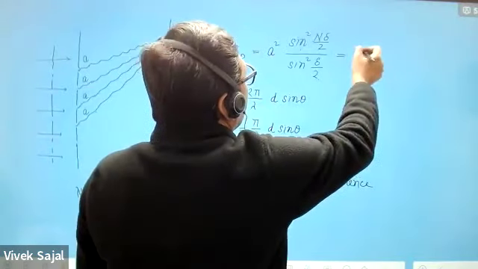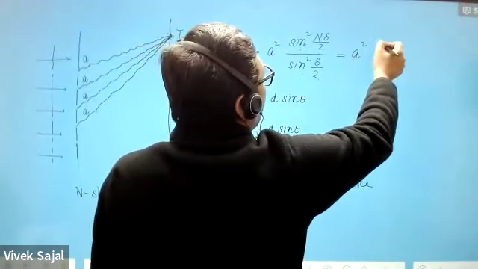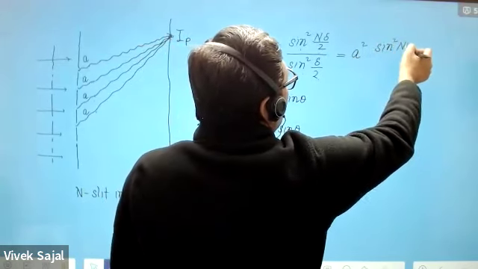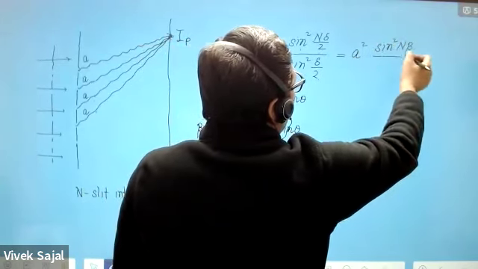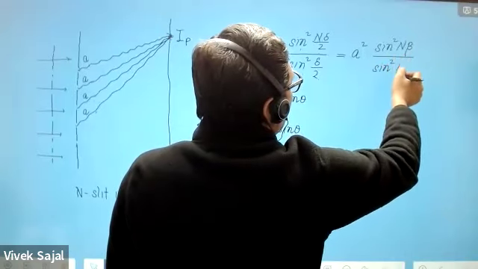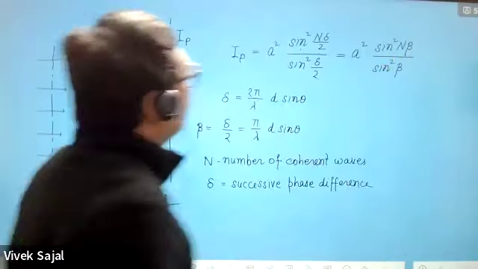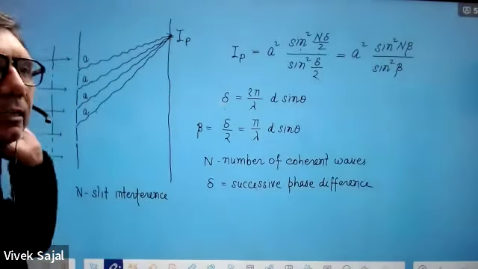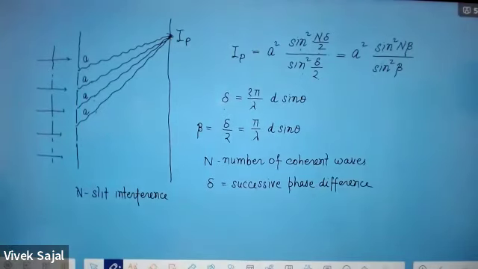So you are going to write it like this: I equals A square sin square n beta divided by sin square beta. This is the intensity at the point P. A square sin square n beta divided by sin square beta. This is the intensity at the point P. Is it clear? Do you remember this formula?